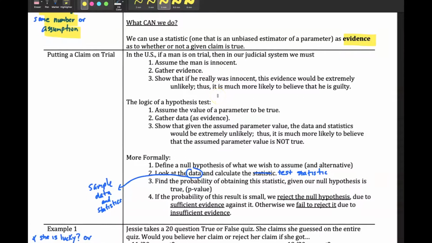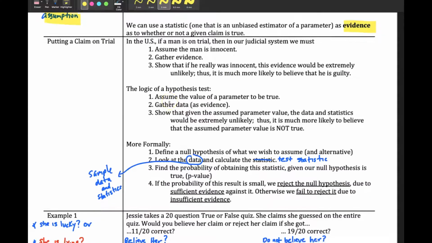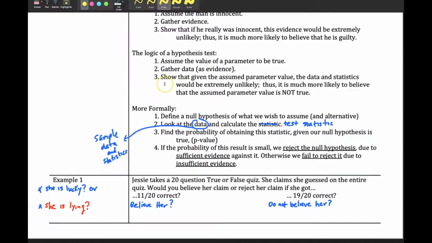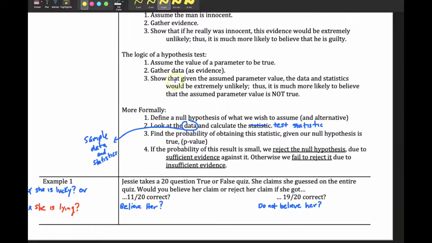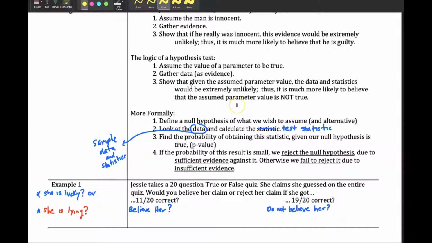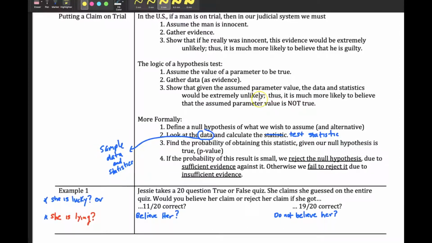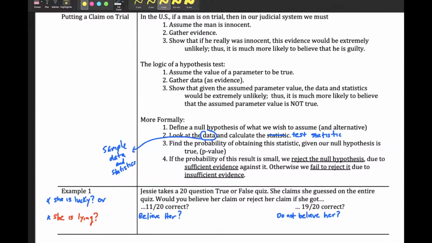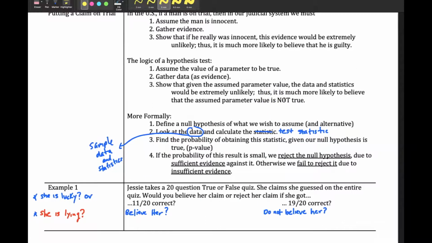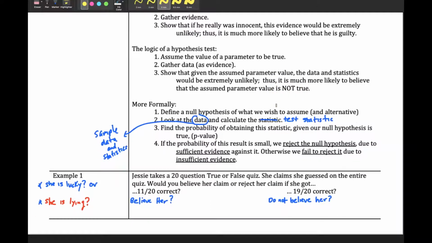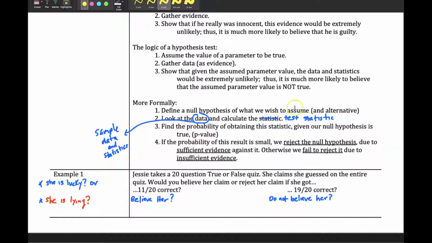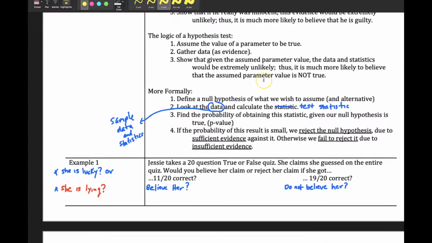And so the logic of the hypothesis test here: the logic of a hypothesis test is that we're going to assume a value of a parameter to be true. We gather data, and then we show that given the assumed parameter value, the data and statistics that we collect would be extremely unlikely. Thus, it's more likely to believe that the assumed parameter value is not true. If we collect some data and observe something that doesn't match up to what we think the value is, then maybe that value is not true.